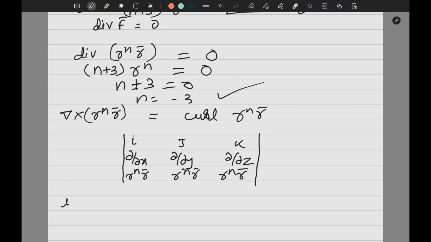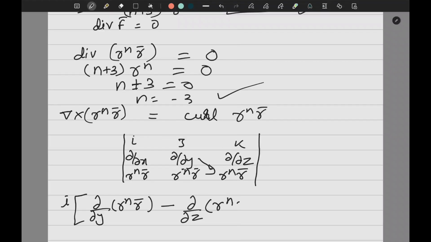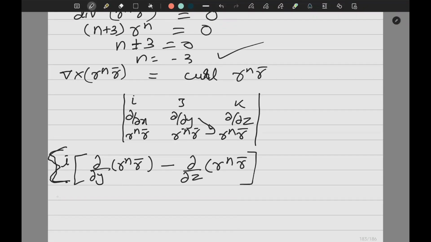So I'll write i. It will be dou by dou y of r to the power n r bar, means this, minus dou by dou z of r to the power n r bar. Right? If you want to write the next term, you can write for j, you can write for k, but I will prefer to put summation here. Right? Now I have put the summation. Now let me solve it. So summation, let me differentiate this.